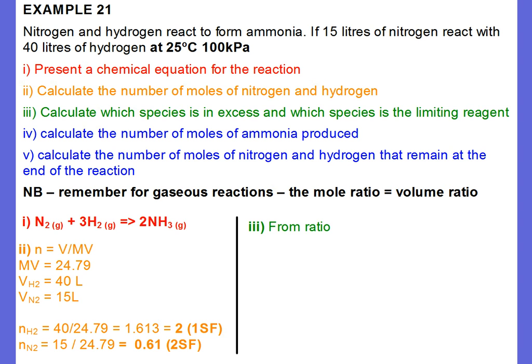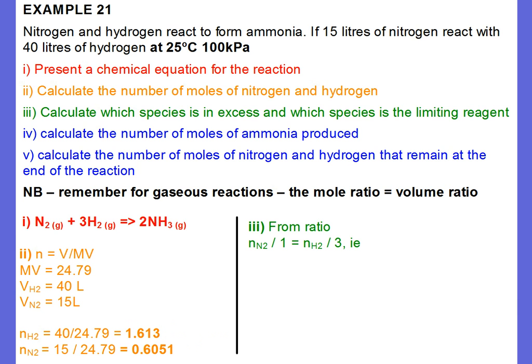This is the critical step to solving these problems, figuring out which one's in excess and which one's limiting. So from our equation here, from this ratio, we can say the moles of nitrogen divided by 1 should be equal to the moles of hydrogen divided by 3. That's what should happen if it's a nice stoichiometric ratio. Or we can rewrite that as the moles of nitrogen should just be 1/3 the moles of hydrogen. So we know we've got this 1.613 moles of hydrogen.